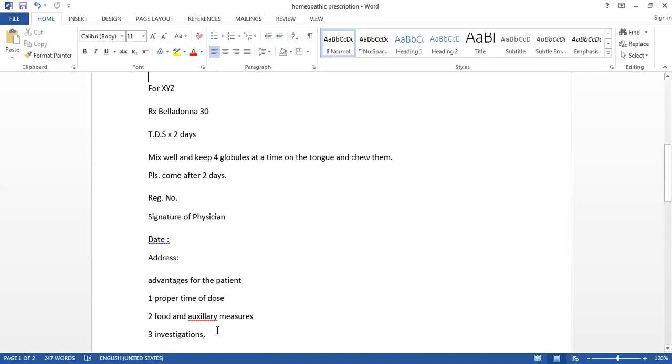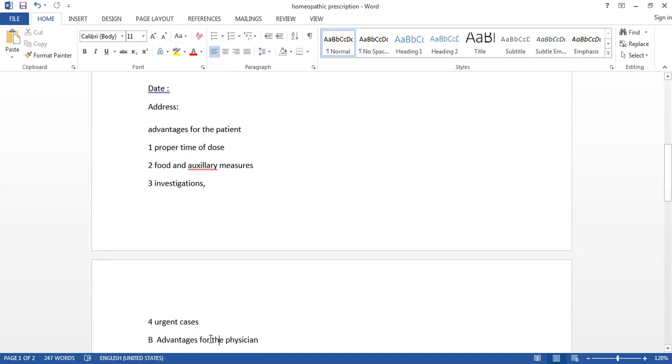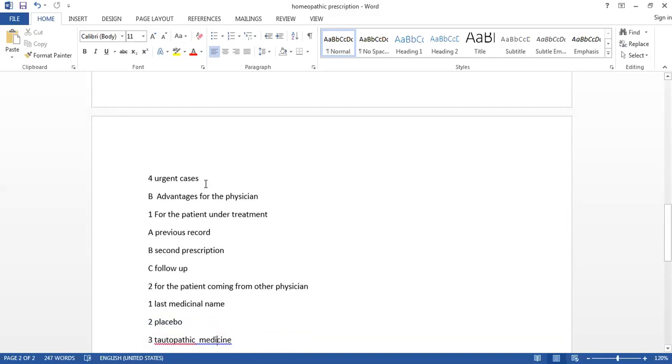So the advantages for the patient: he can take the medicine on proper time and in proper dose. He can do certain auxiliary measures regarding the food, diet and regime. He can investigate, if you want to do the investigation, CBC, X-ray, USG or whatever investigations according to the disease. In urgent cases, he can contact you, he can communicate with you very easily. These are the advantages for the patient.